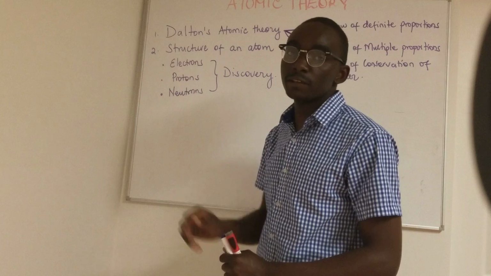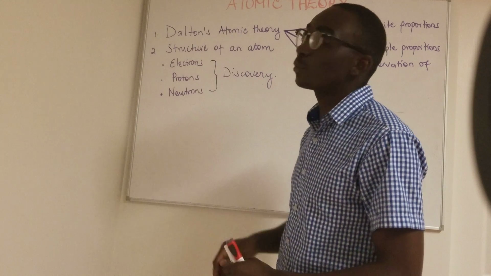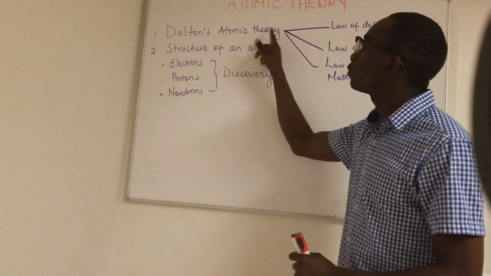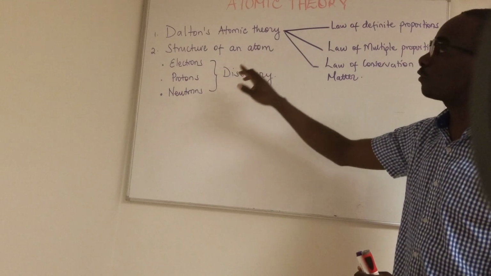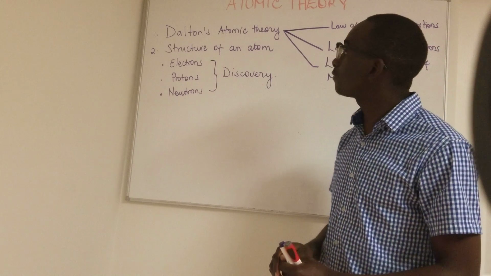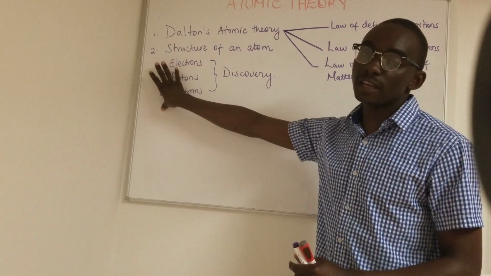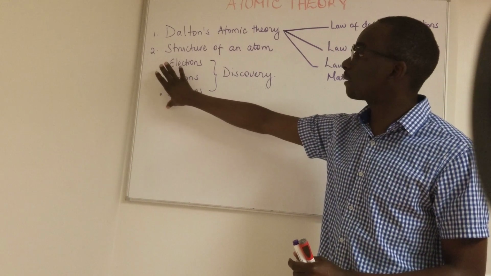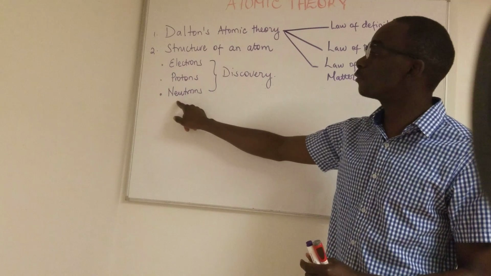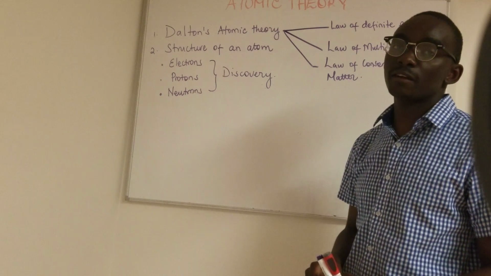The first objective will be Dalton's atomic theory and how we derived these three laws from his theory. The second objective will be the structure of an atom. So we shall look at the subatomic particles, which are electrons, protons, and neutrons, and how they were discovered.